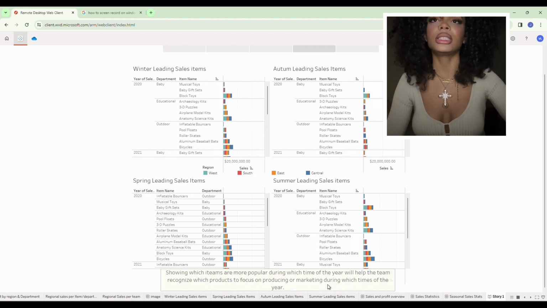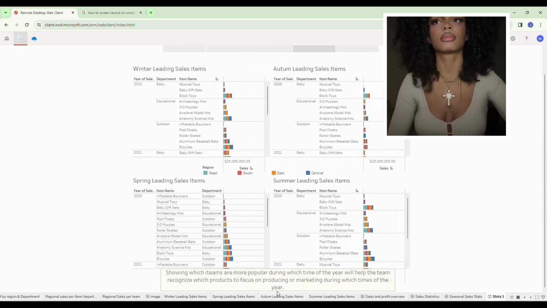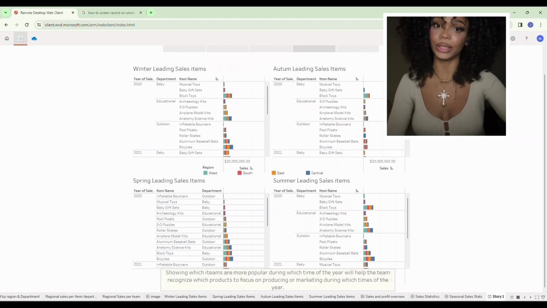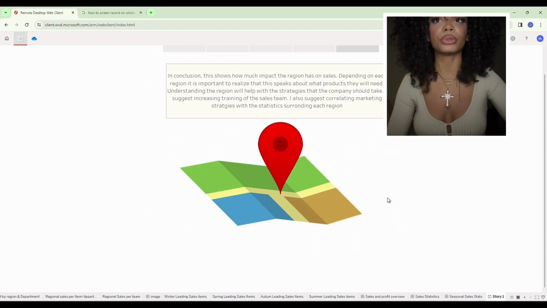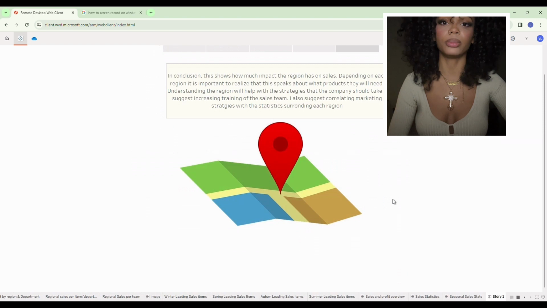And then lastly, we just have the conclusion. So just another image. In conclusion, this shows how much impact region has on sales. Depending on each region, it is important to realize that this speaks about what products they will need. Understanding the region will help with the strategies that the company should take. I suggest increasing training on the sales team. I also suggest correlating marketing strategies within the statistics surrounding each region.